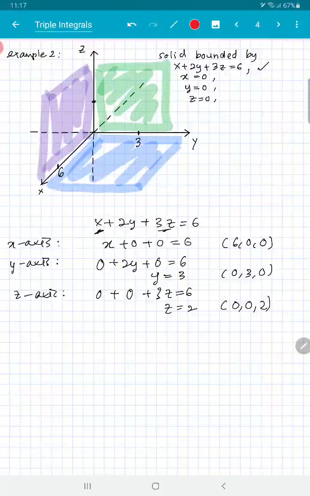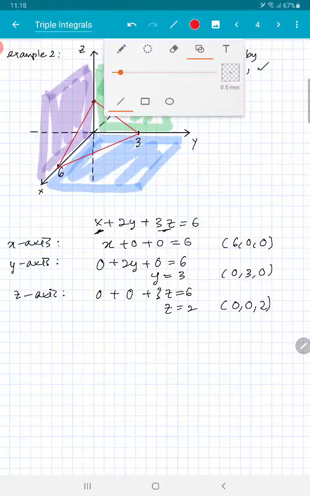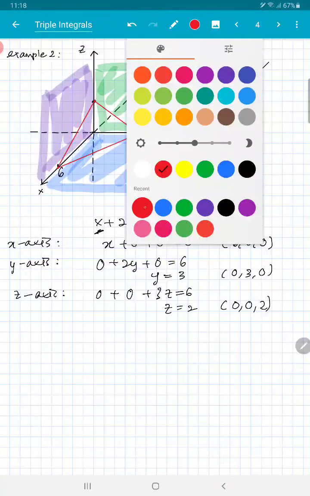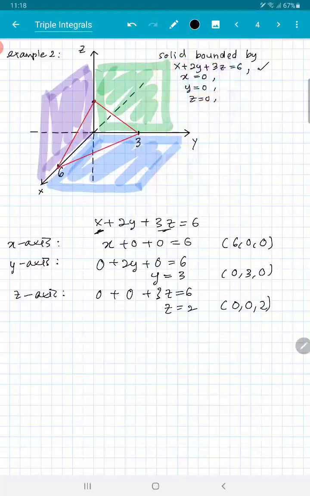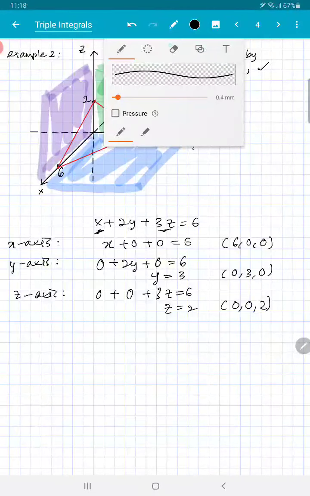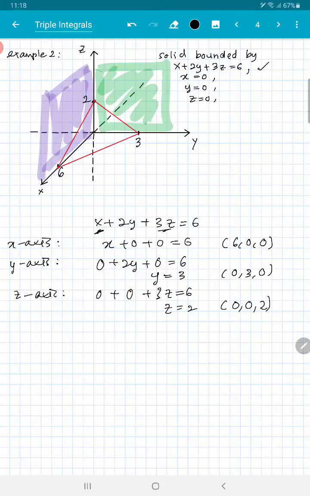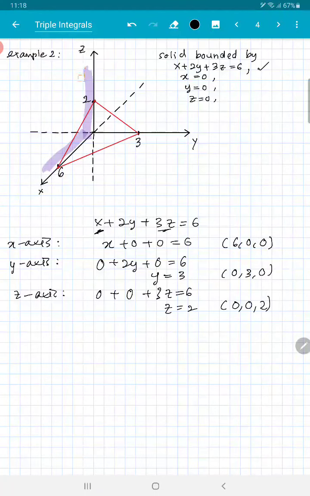Here we have this point connected to that, and here we have another point. Connect those, and another point, connect that. So we have a plane. The red plane is our x plus 2y plus 3z equals 6. Here we have the intersection point on the z-axis, which is 2. So from there we get our solid. I'm going to erase a bit. Here we have our solid, which is called a tetrahedron.